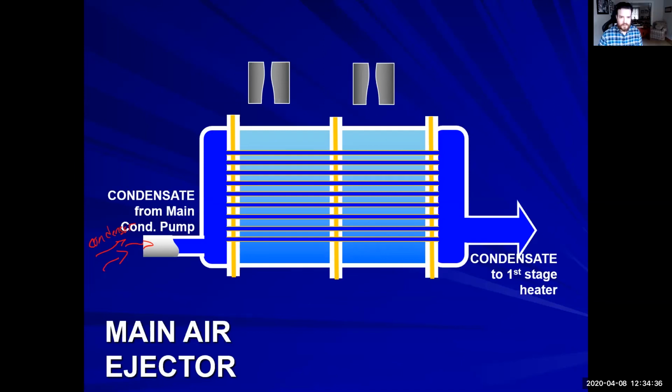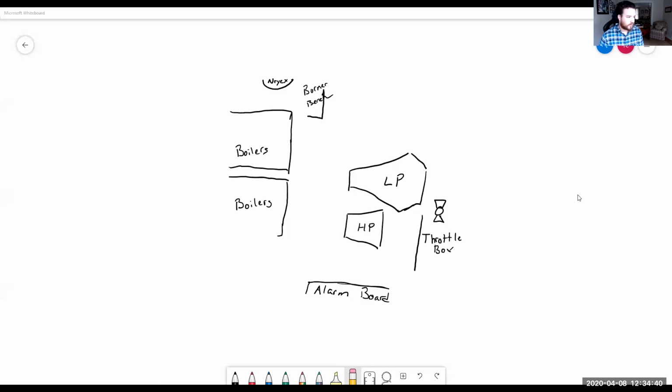All right, let's see what we got here. All right, so here's a little drawing. We have our high pressure turbine. Oh, I still have the eraser on. We have our high pressure turbine. We have our throttle box. That's our stern guardian. All right, we have our alarm panel here. We have our boilers. This is aft. If that helps anybody. This is forward.